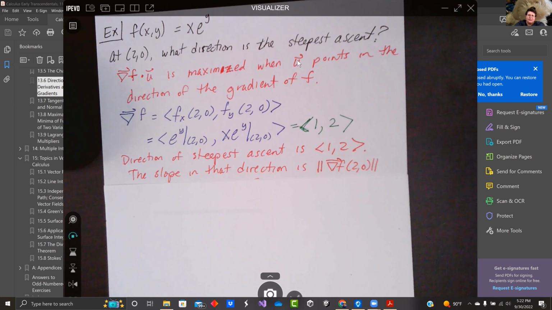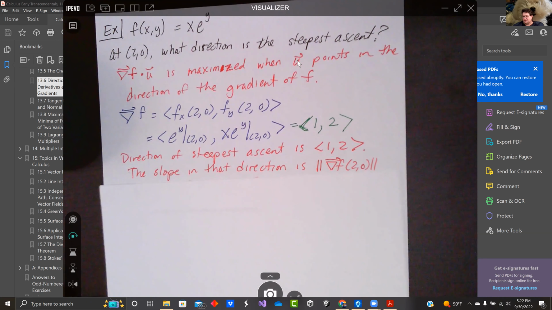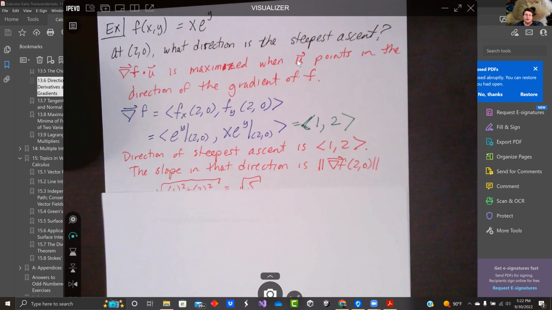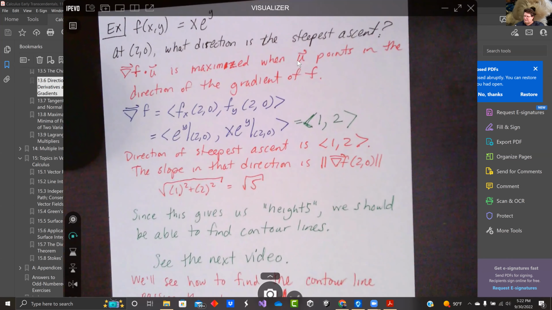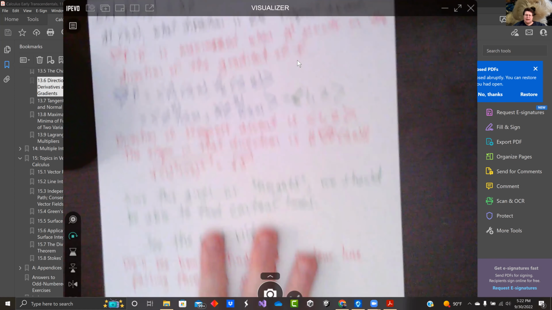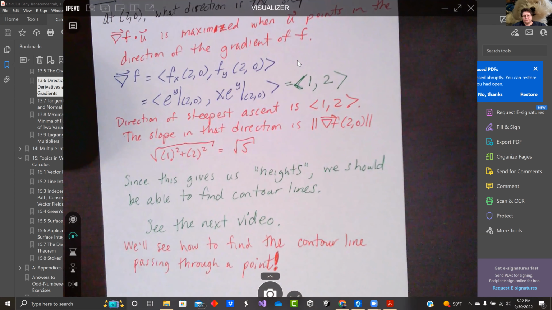The slope in that direction is going to be, if we take the magnitude of the gradient of f, square root of 5. And this is effectively giving us heights. How much is the height changing? So we can use this to find contour lines, as we'll see in the next video.